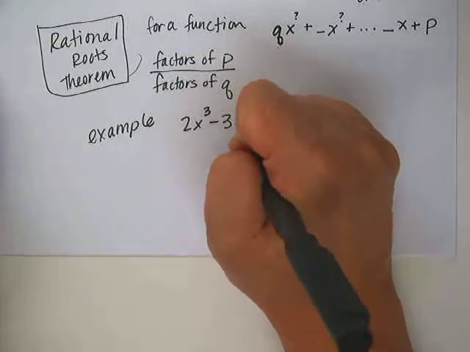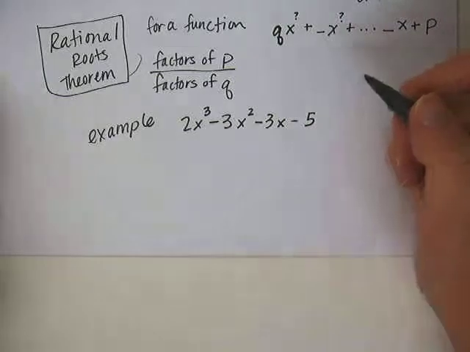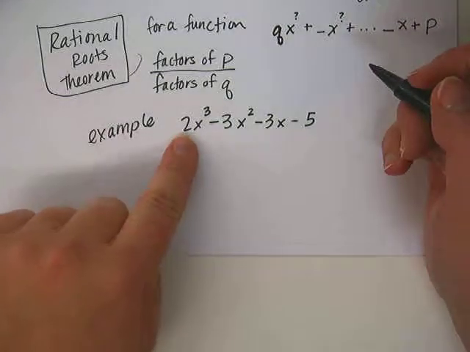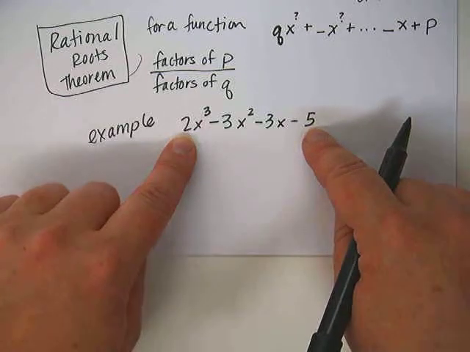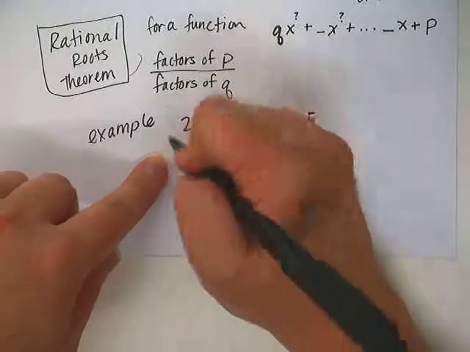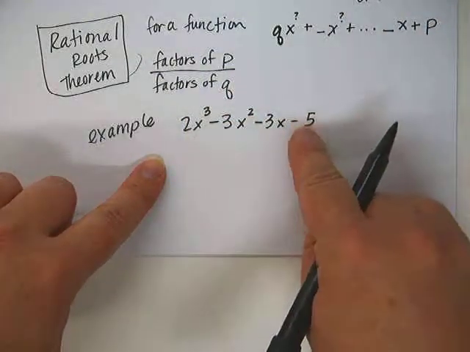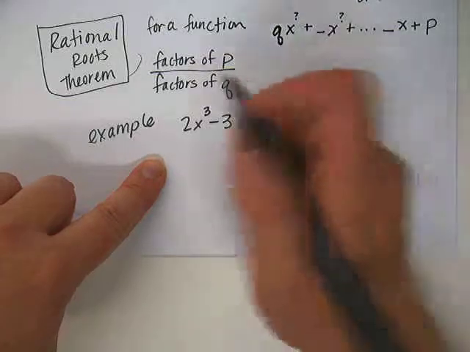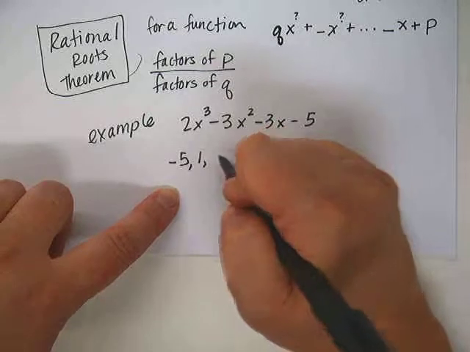Two x to the third minus 3x squared minus 3x minus 5. Alright, q in this problem is 2, or p in this problem is 5, or negative 5, whatever. So what are all possible factors of p? Well, negative 5 is p, so we do all possible factors of p.